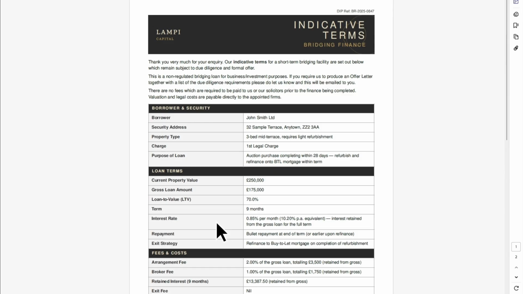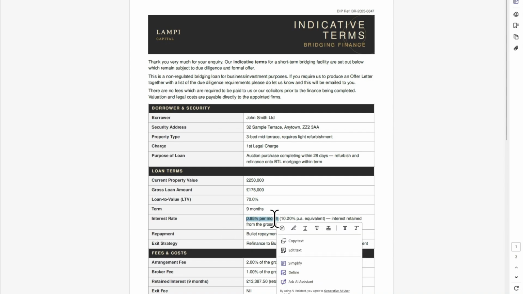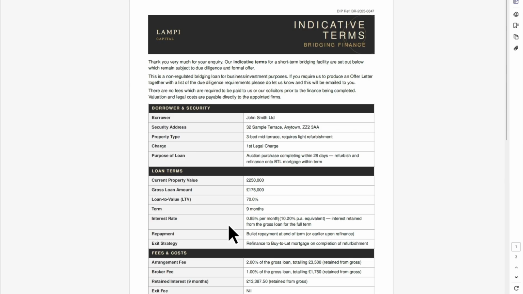And here we are on one of the important ones that people do get confused of, the interest rate. With bridging finance, you're typically looking at monthly interest fees. So in this example, it's 0.85% per month, which totals at 10.2% per annum, the equivalent. This is interest retained, and it's what forms the gross loan. A lot of people look at the 0.85 and go, that's cheap, but that's why it's important to work out the annual equivalent.